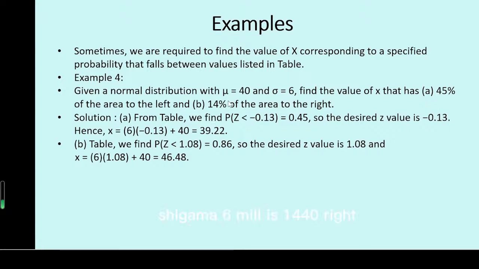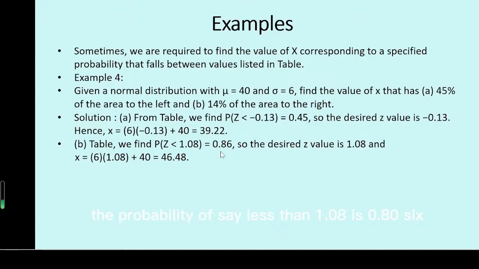Sigma 6, mu is 40, right? Because the z value equals x minus mu divided by sigma. So x equals z value times sigma plus mu, right? This is the opposite case for the z value transformation. So now we get x from the z now. Z value times sigma, then plus mu. So x equals 39.22.